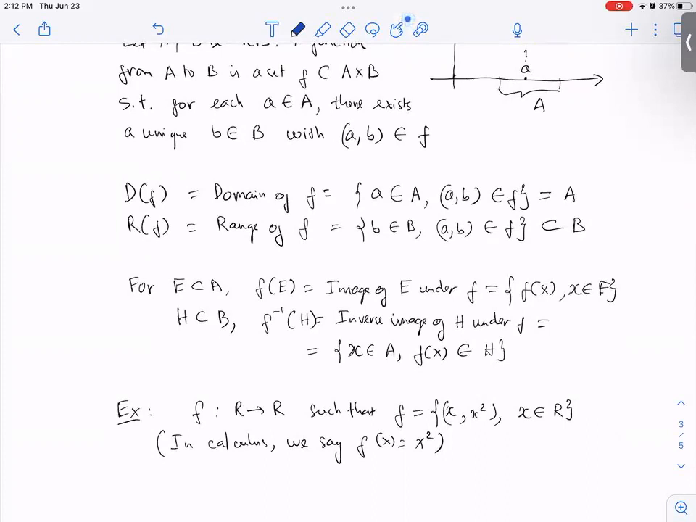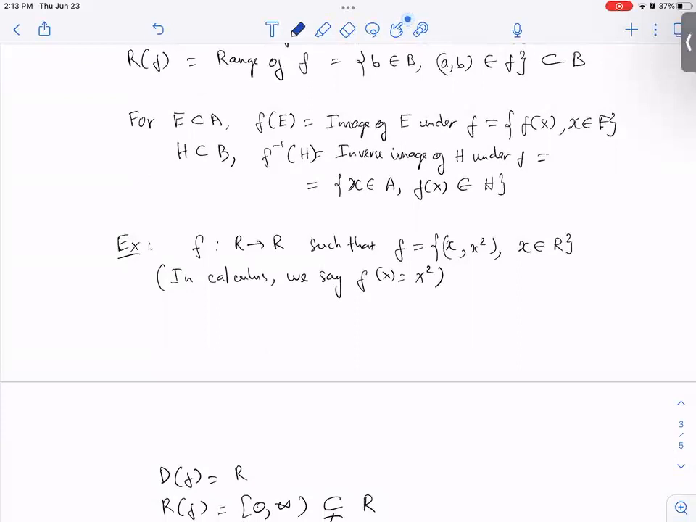And the domain of this function is the set of all elements a in A such that the pair (a, b) is in the subset F, and the range of the function is the set of all b in B such that the pair (a, b) is in the subset F. Clearly, we see that the domain of the function is exactly the set A, while the range of the function is a subset of the set B.